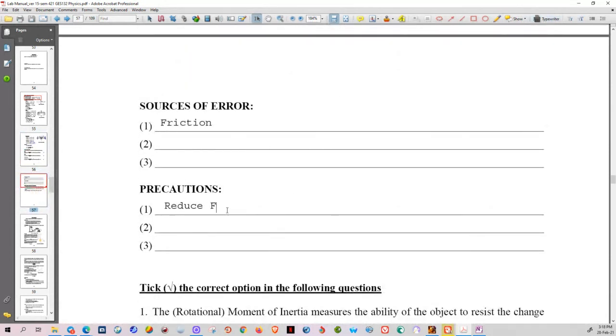Precaution, reduce friction. So now you have 3 sources of error and 3 precautions. What else? There is still another source of error. You can say that the shape is not perfect or balanced. Okay? We are not discussing capacitance now. What's the precaution? Make sure the shape is balanced.